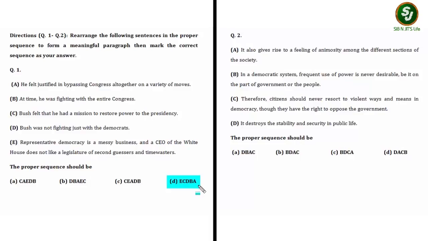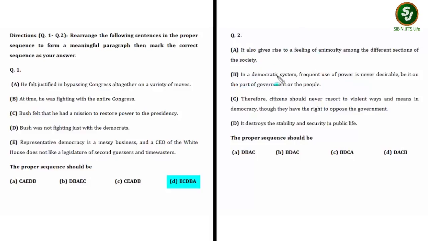Okay. So now we move on to the second paragraph. Let's try to read it out. It also gives rise to a feeling. It. What it? Okay. So this cannot be the first statement, so strike it off.